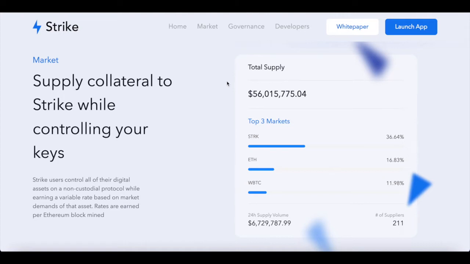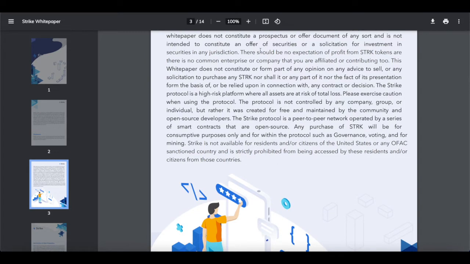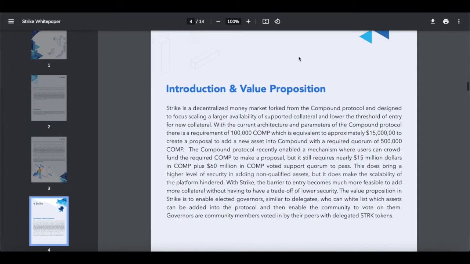STRK is not intended to constitute security or financial instruments in any jurisdiction. This white paper does not constitute a prospectus or offer documents of any sort, and is not intended to constitute an offering of security or a solicitation for investment in security in any jurisdiction. So there should be no expectations from these STRK tokens. Are there any common enterprises or companies that are affiliated? The white paper doesn't constitute any prospectus or offering of data.